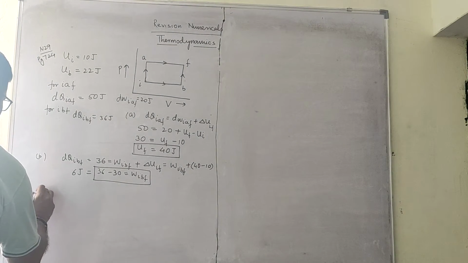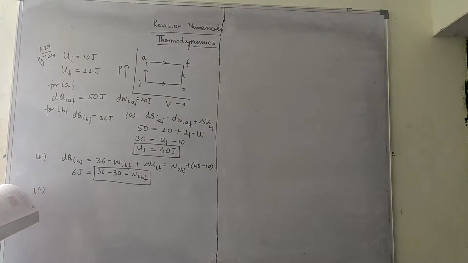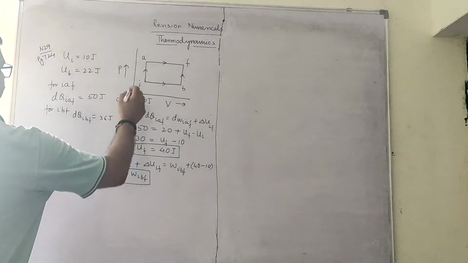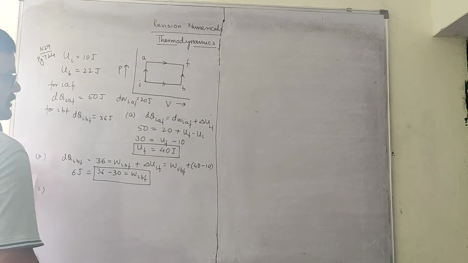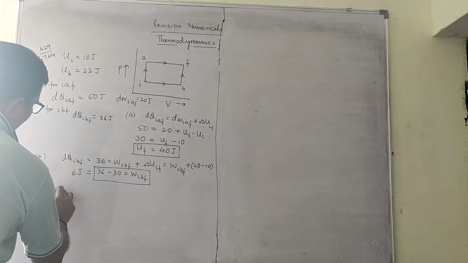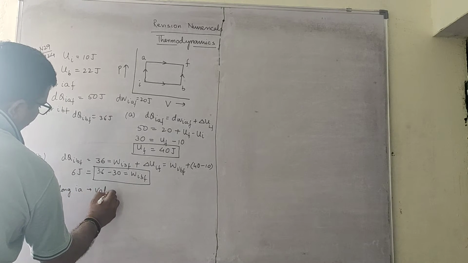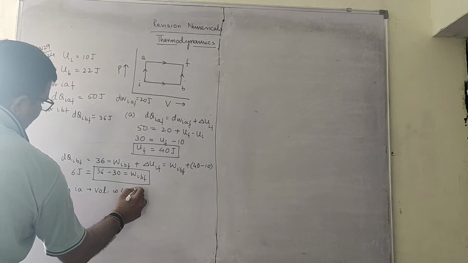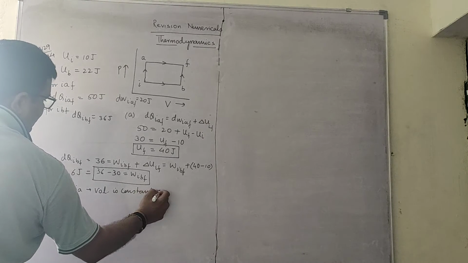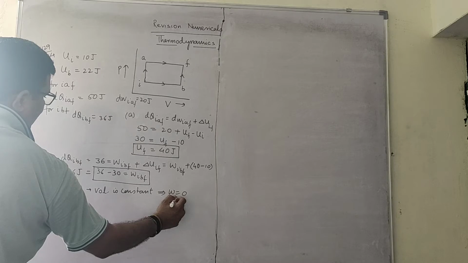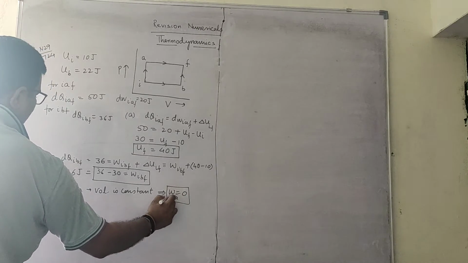Now the C part. You have to find value of dW for path IA. You know that along path IA, this is an isochoric process, volume is constant. Along IA, volume is constant, isochoric process, work done is 0. Work done along IA is 0.